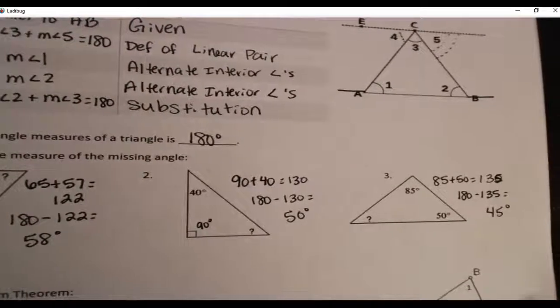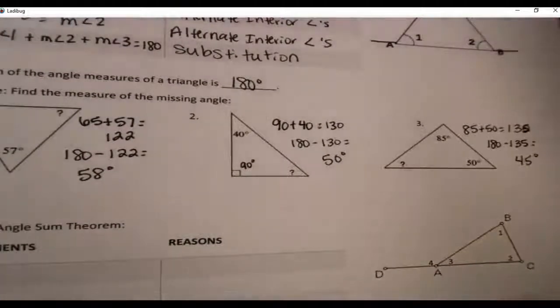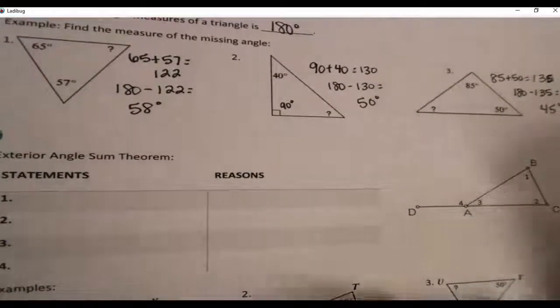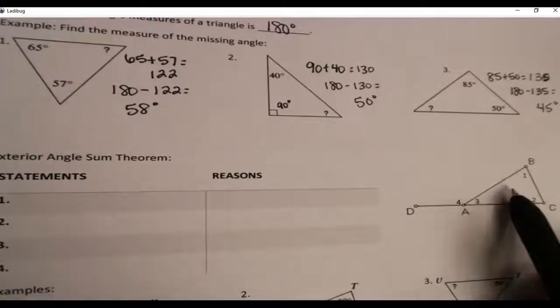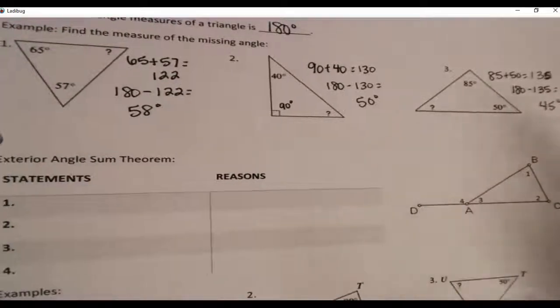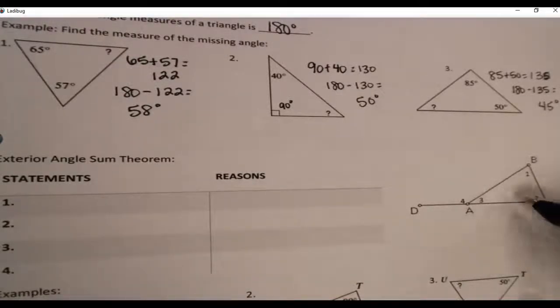Okay, so our next theorem is called the exterior angle theorem. And so it's talking about when you have an outside angle. So in this picture, 1, 2, and 3 are inside, and 4 is outside. It's an exterior. Okay. So I'm not given anything, but I know that this is a triangle.